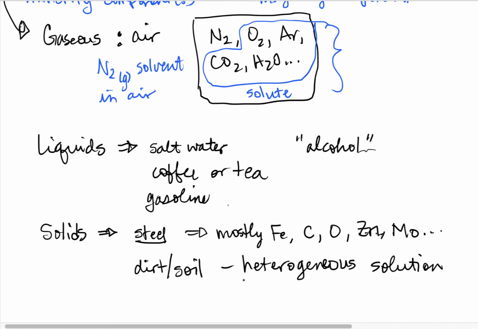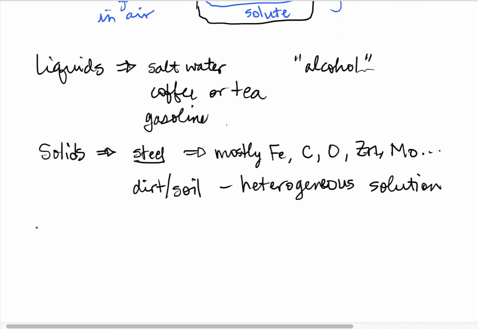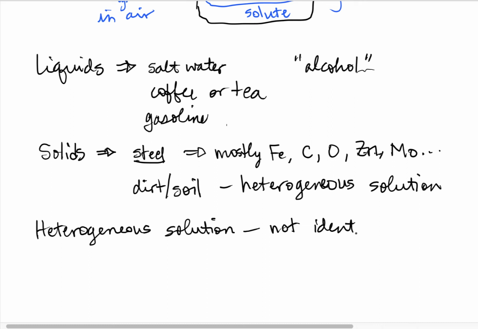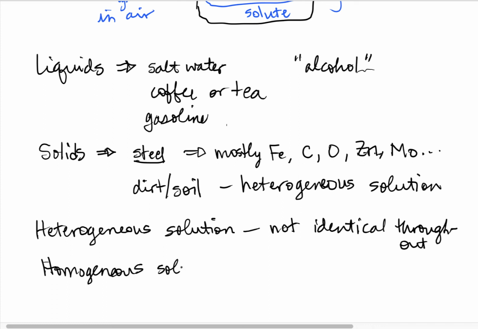And by heterogeneous, we mean that any kind of a heterogeneous solution is not identical throughout. So if I look at one part of a sample, it could be slightly or really significantly different to the rest of the parts. But with a homogeneous solution, it doesn't matter which part of it you sample, all of its properties are going to be the same.